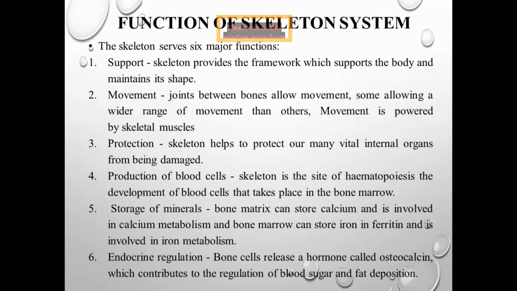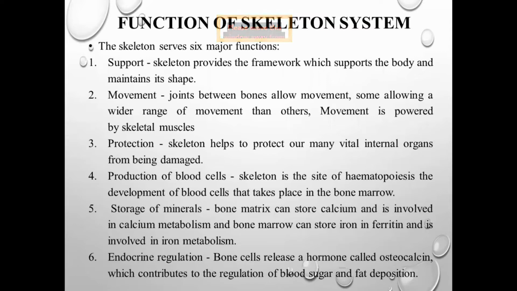skeleton system. Support: the skeleton system provides a framework which supports the body and maintains the shape and structure of the body. Next is your movement, locomotion. The joints between the bones allow movement, some allowing a wider range of movement than others, and movement is powered by the skeletal muscle. So the skeletal system supports, and the muscle triggers or makes the locomotion.